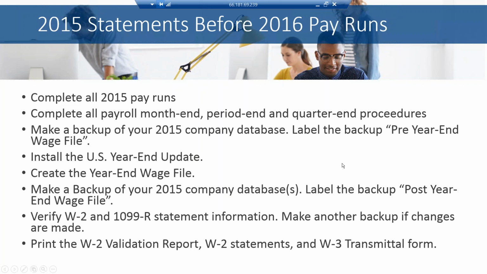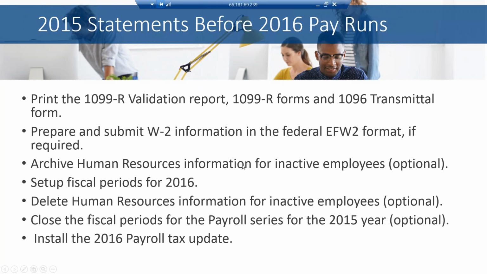activity. Okay, so we've gotten a lot done here, but again, creating that year-end wage file clears out your payroll tables to allow you to begin the processing of 2016 pay runs, and sets the data aside for the process of W-2s, Affordable Care Act, 1099-Rs, etc. All right, so once we're done with the W-2s, then we can print the 1099-R validation report, the forms themselves, and then the 1096, which is the 1099-R equivalent of the W-3.